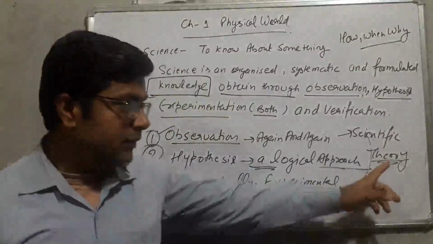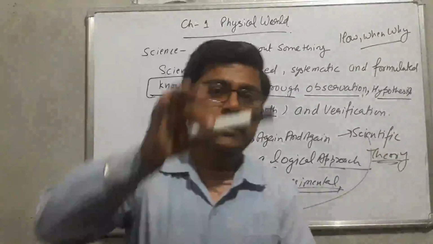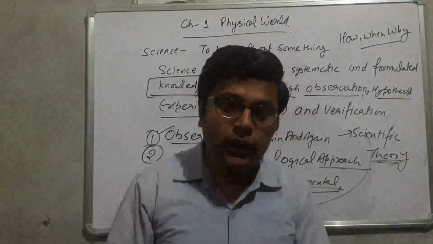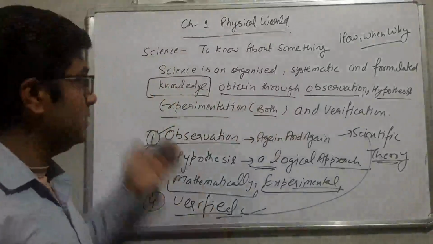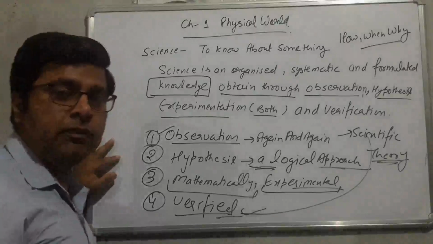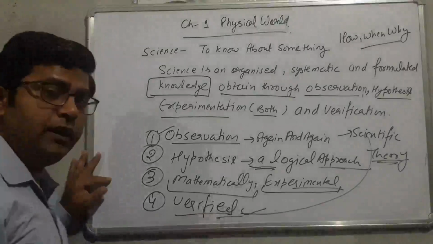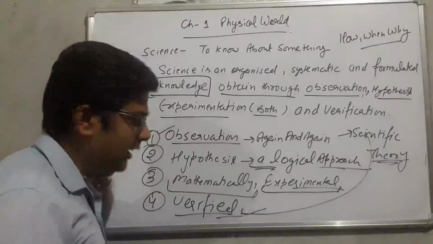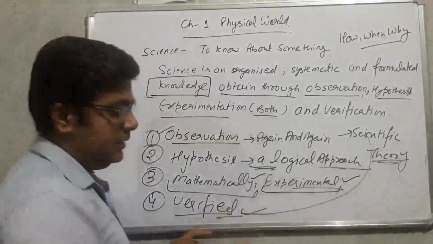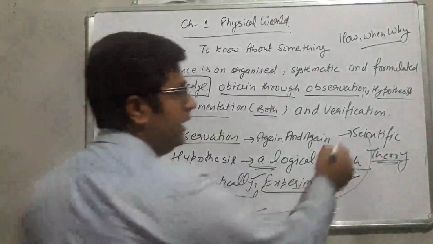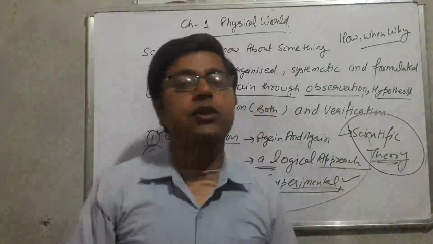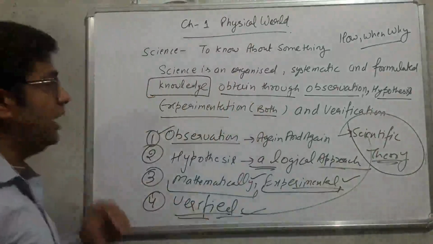It means we got a point. What point did we get? That this pen has potential energy, and this potential energy gets converted into kinetic energy. So how does science work? Science works through observation, and then we give a logical approach that maybe due to this reason it happens. Then we prove it mathematically or experimentally. If our proof is correct, then this theory is verified, and it becomes a scientific theory. So this is the approach of how science works.